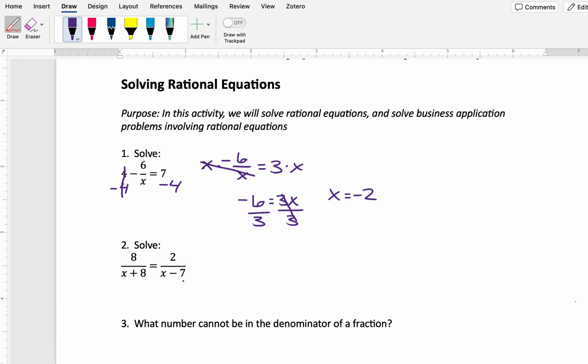Let's look at number 2. This time we have both sides of the equal sign having fractions where my x is in the denominator of each. So what we need to do is get rid of these fractions, and we do that by multiplying both sides of the equation by the denominator of each fraction. I'm going to start with multiplying both sides by x minus 7, although it doesn't matter. I could also start with the x plus 8.